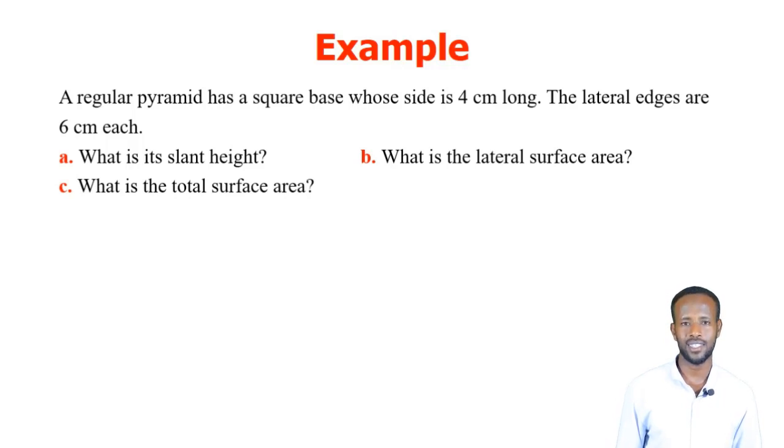My dear students, what are we asking? What are we given? Here we are told that there is a regular pyramid. Do you remember what regular pyramids are? Very good. A pyramid whose base is a regular polygon, isn't it? It is a square. A square is a regular polygon. All the four sides are equal. So we want to find the slant height, the lateral surface area and the total surface area.